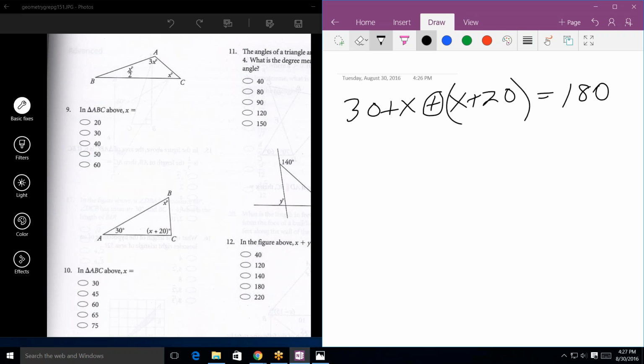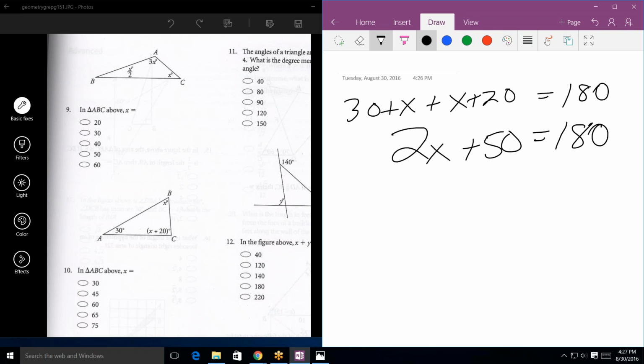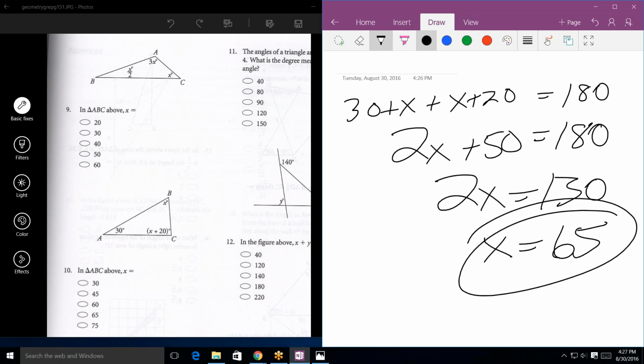I'm going to do maybe 2 steps. I'm going to subtract the 30 and the 20 from 180 to get 130. Well, what's the simplest way? If you weren't talking geometry and you were talking algebra, how would you solve this equation? Add similar terms. Okay, so you get 2x plus 50. All right, so subtract 50 from 180 and get 130, and then divide 130 by 2 and get 65. There's your answer.